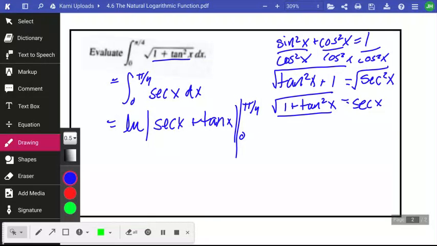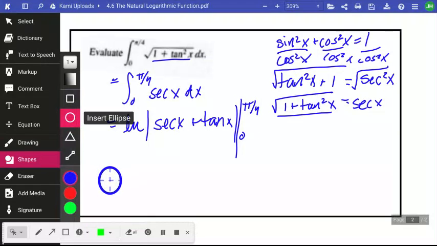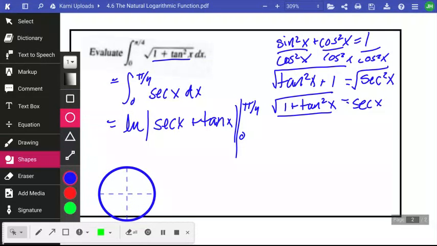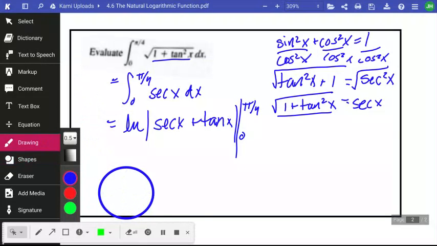So then here's where our unit circle comes into play. If I have a circle, we'll do a nice circle for once. And we're looking at just 0 and pi over 4. If you keep in mind that secant is 1 over cosine, I'm going to write it down here as a reminder. And keep in mind that tangent is sine over cosine. That'll be helpful when we're doing this.